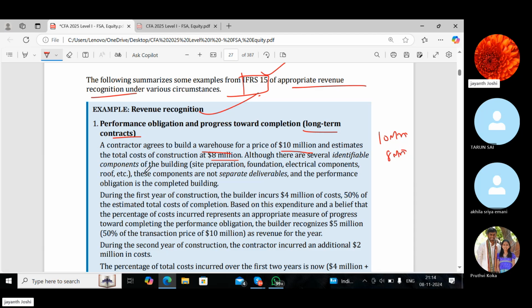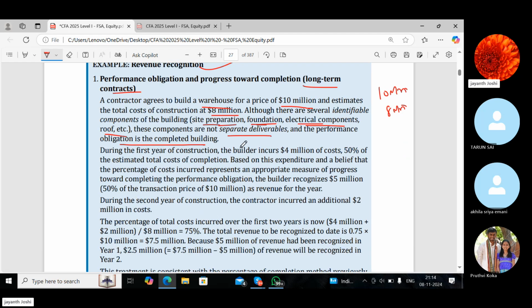Although there are several identifiable components of the building, that means all these things can be seen in the building. These components are not separate deliverables. That means they will be going with the building only, and the performance obligation is the completed building. That means the whole building has to be completed. No customer is going to buy all this separately from you. They are going to take it with the building itself.